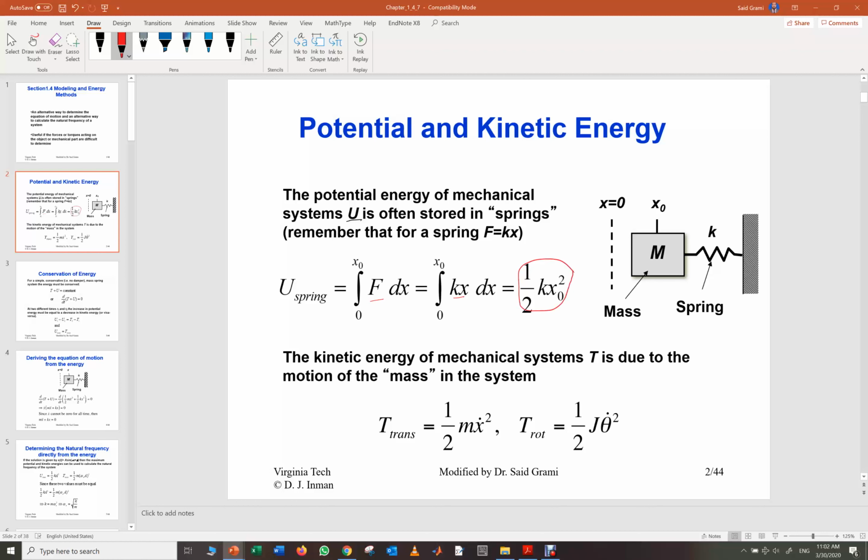The kinetic energy of a mechanical system, T. So U is the potential energy, T is the kinetic energy, due to the motion of the mass. So for translation, if you have a mass in translation, T is half m x dot squared. So it's half of the mass multiplied by the velocity squared. If we have rotation, we have the kinetic energy half J theta dot squared. So J is the moment of inertia, and theta dot is the speed of rotation.